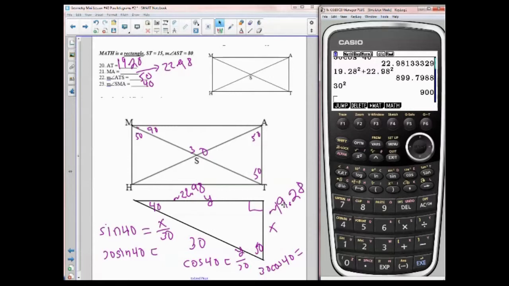And that is it for a basic trig problem. Study this problem. It doesn't mean it's going to be on the test, but this is a very, very good EOC-ish type problem. All right, till next time.